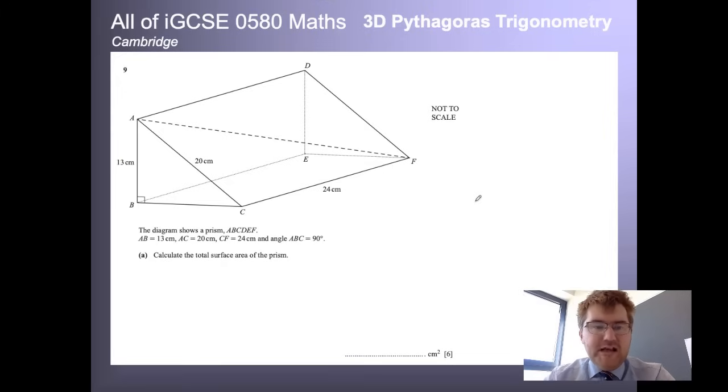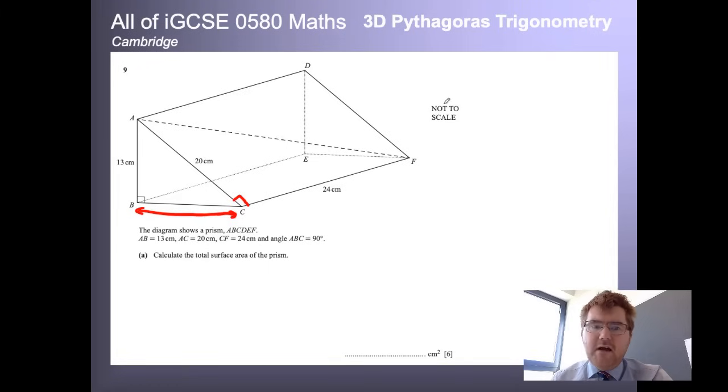So, diagram shows a prism, A, B, C, D, E, and F, and we're given the various dimensions. And just be aware that this is a right angle. In fact, later on, we also need to be aware that this is also a right angle here as well. And we need to work out the total surface area of the prism. Now, we're going to find that very difficult unless we find this side here. So we find this side BC. And we can use Pythagoras to actually work this out.